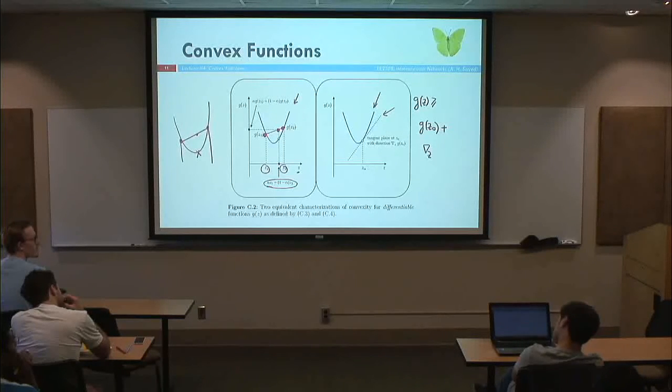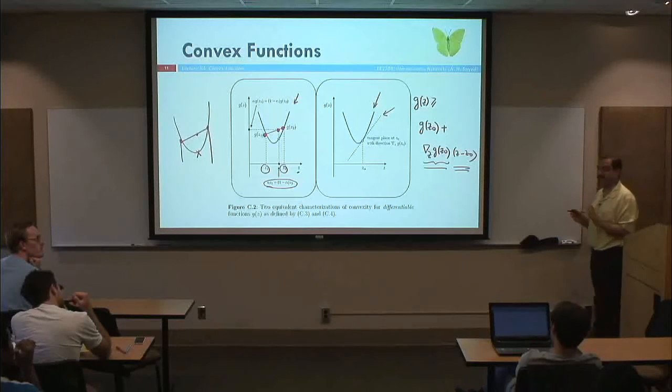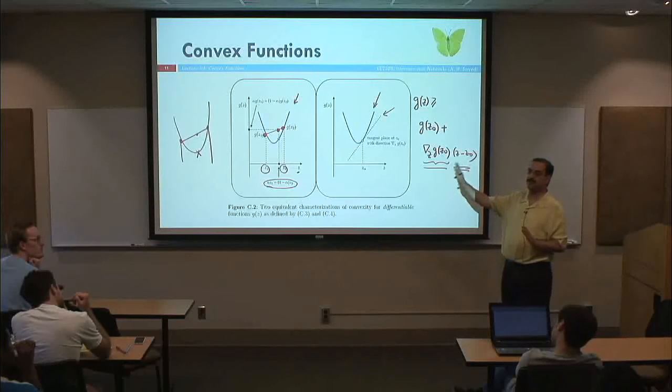This is the gradient times z minus z0. Remember that we define the gradient relative to a column z as a row vector, right? So this is actually an inner product, row times column. So you have 2 equivalent characterizations of convexity which are captured by these 2 figures.